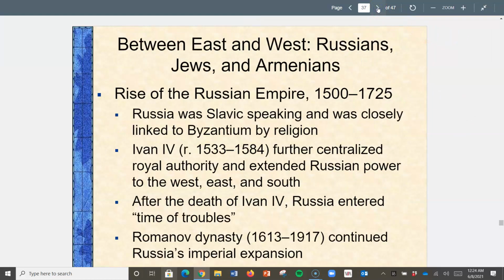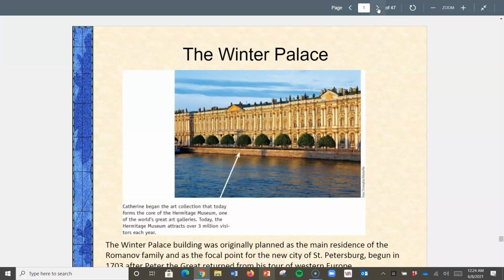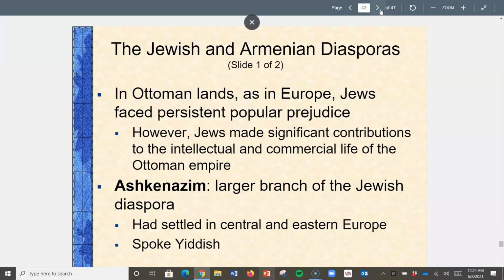All right, from here, you take a look at the rise of Russia. You'll learn about Ivan the Terrible. You'll learn about the Romanov dynasty that develops after the time of troubles after Ivan the Terrible's death. You'll learn about Peter the Great, who will launch a major reformation program in Russia, bringing Russia kicking and screaming into the more modern age, including building the Winter Palace.